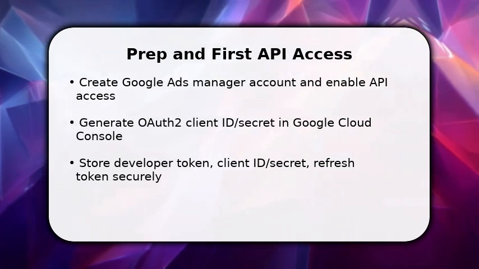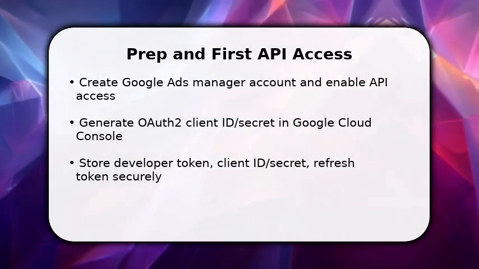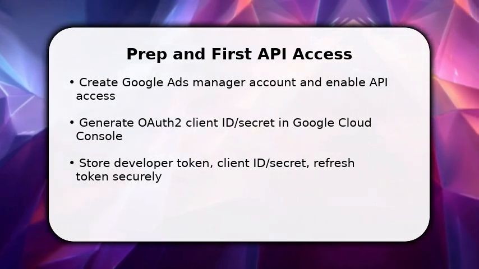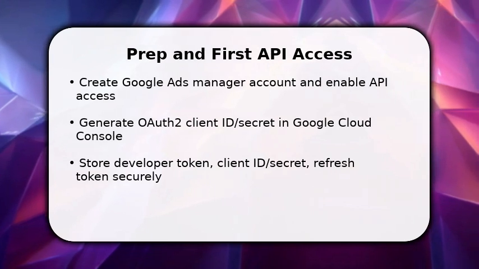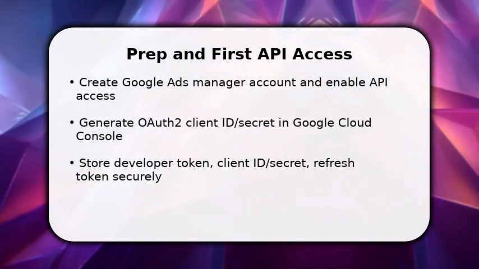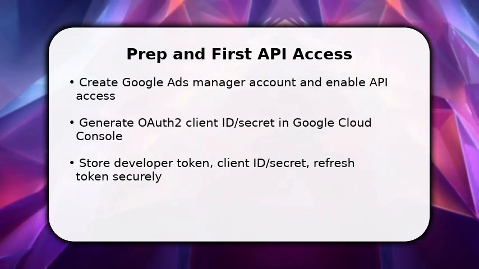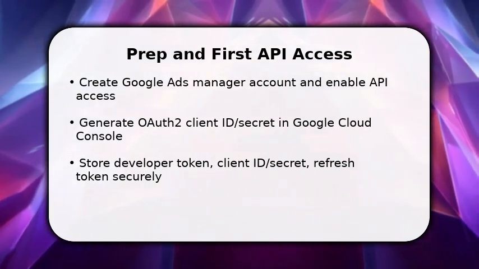Once done, obtain a refresh token by running a quick local OAuth flow and store the developer token, client credentials, and refresh token in a secure config file or vault. This immediate step ensures you can programmatically call the API without manual login interruptions.